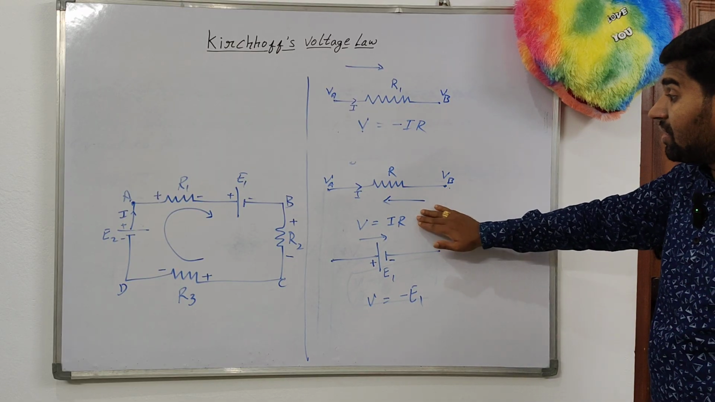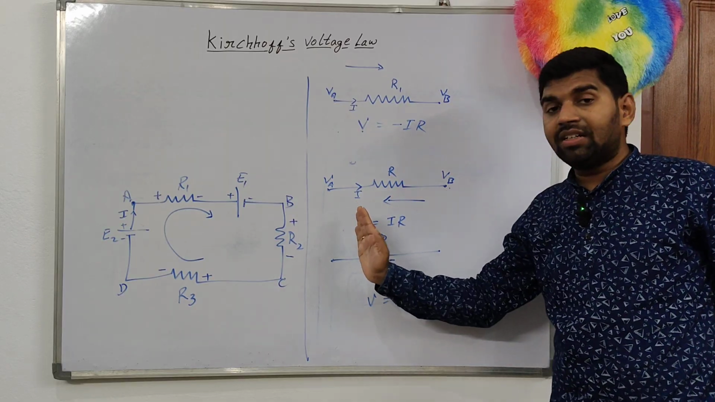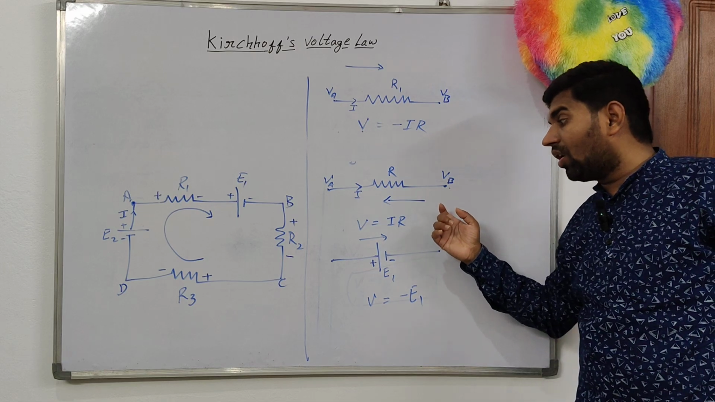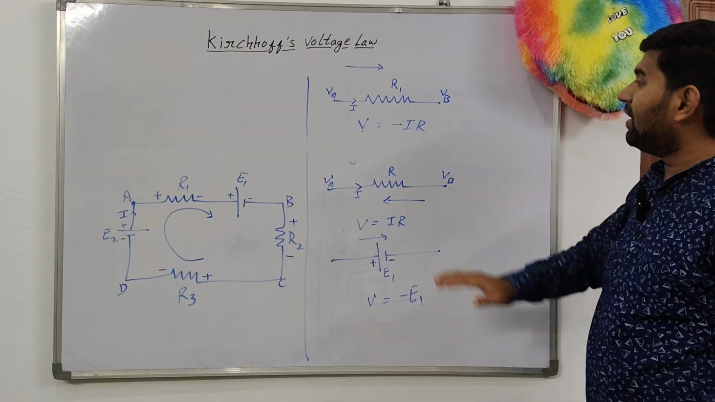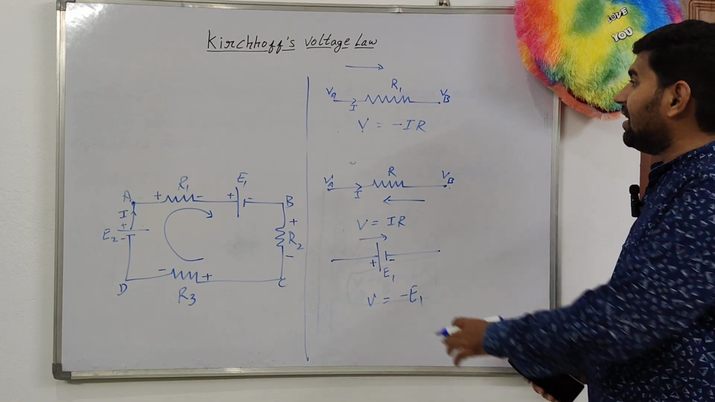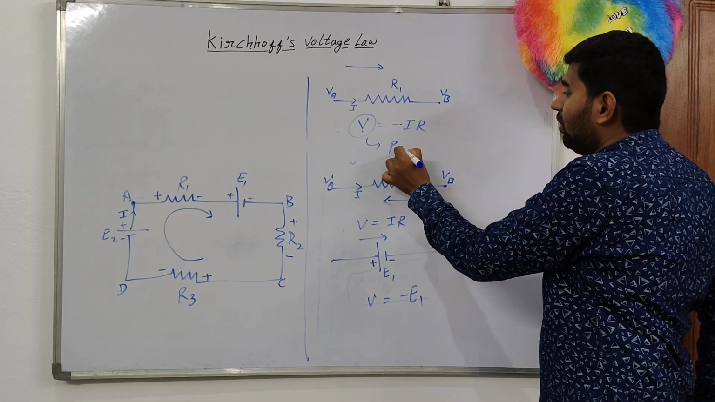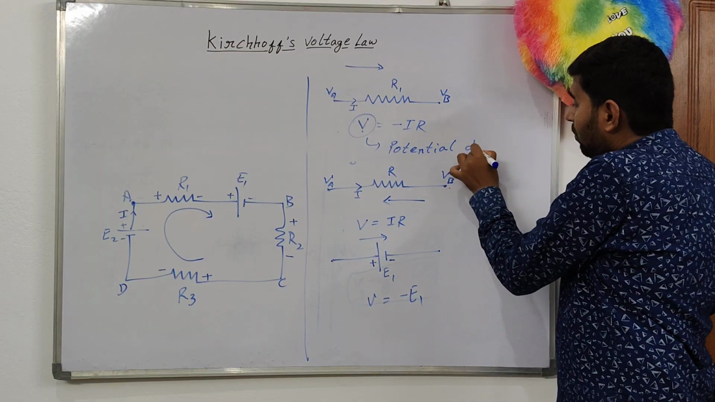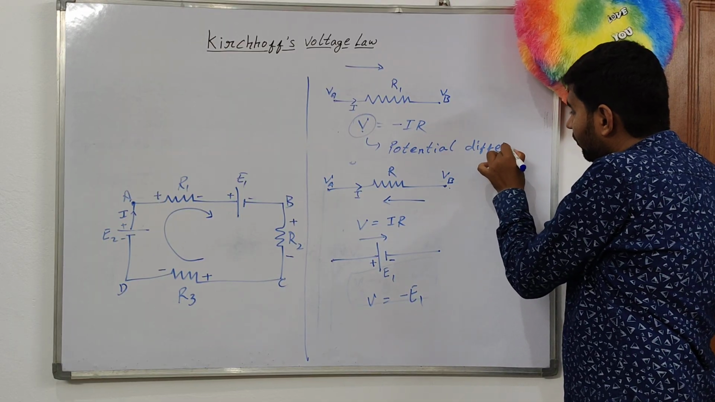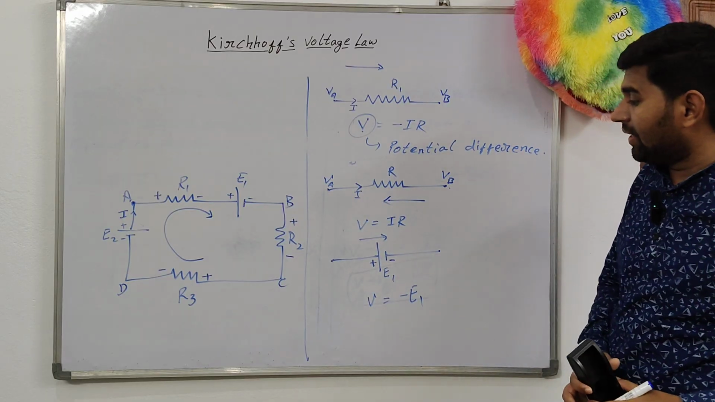Both directions means, what are the directions? One is our assumption, our traversing direction, one is the current direction. If both are opposite to each other, V is equal to IR. If both are same, V is equal to minus IR. Instead of VA minus VB, I can directly write V, where V is equal to potential difference or change in potential. Is that clear?